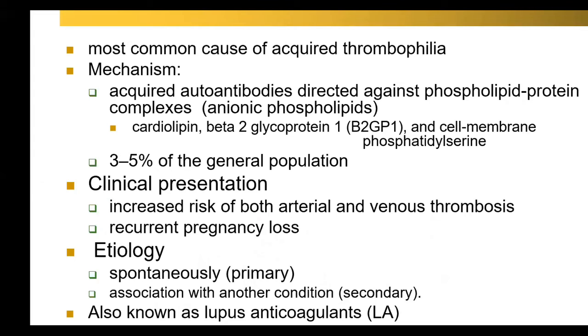Why the name lupus anticoagulant? Lupus is systemic lupus erythematosus, SLE, and these antibodies are very commonly seen in SLE, so the name lupus comes from there, and anticoagulant because in vitro it causes prolonged APTT. In fact, in a lab, if you are doing random APTT tests and you get an asymptomatic patient with a prolonged APTT, there are very high chances that the patient has lupus anticoagulant, and you need to check for it.